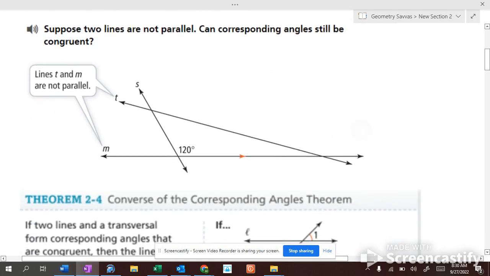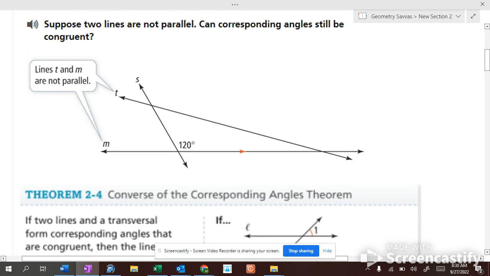So, if lines aren't parallel, are corresponding angles, this is to the upper right and this is to the upper right, are they going to be congruent? Are these two angles here and here the same size? No, you can visually see that. So, corresponding angles are never going to be congruent if the lines aren't parallel. They have to be congruent.